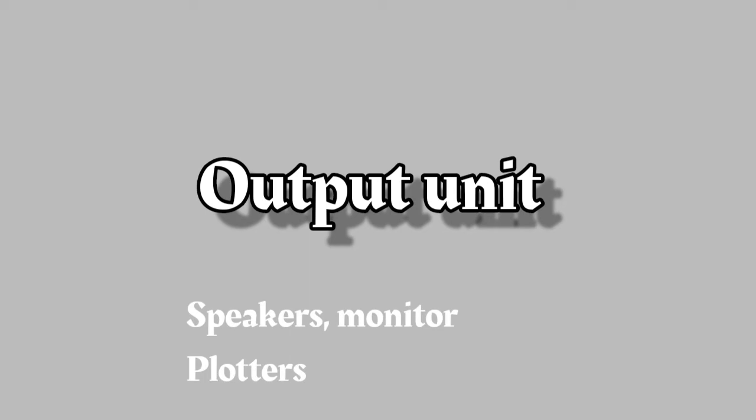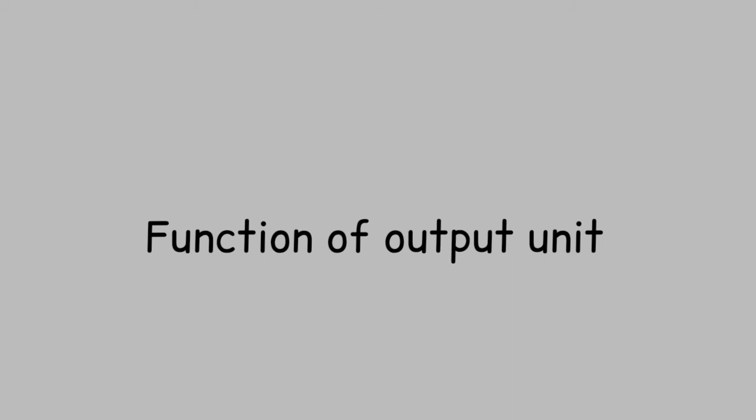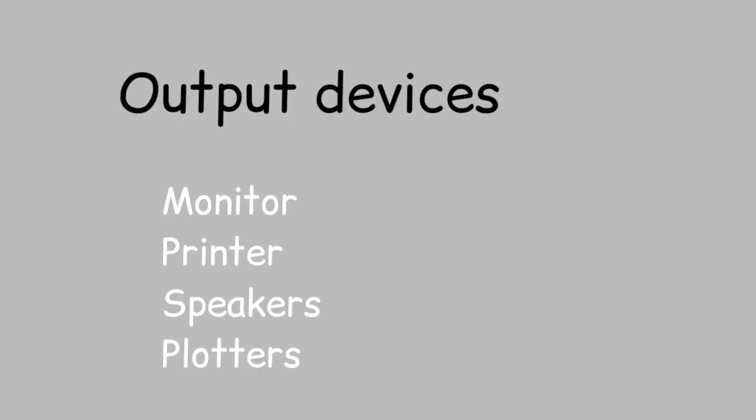These are output devices. Function of output unit. It accepts the produced result which is in coded form. We cannot understand the coded result easily. 0-1 form we cannot understand. It converts these coded results to human acceptable form. It supplies the converted result to outside world through monitor, printer or other output devices.